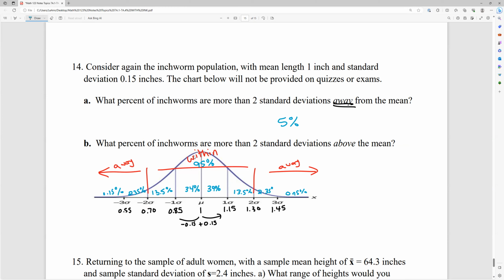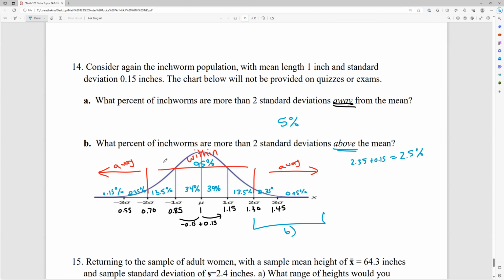What percent of inchworms are more than 2 standard deviations above the mean? That is only this group for part B. Okay, so just the above the mean. Below the mean is down here. Away could be either direction. So this one will just be the 2.35 plus the 0.15. It ends up being exactly half of the both directions.